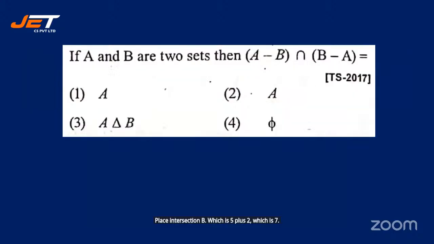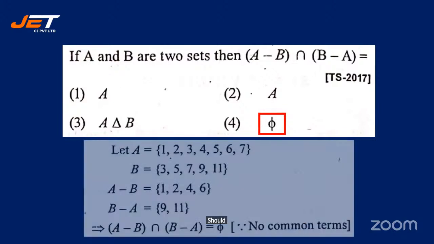If A and B are two sets, then A minus B intersection B minus A is dash. So this was asked in the year 2017, and it should be a null set.